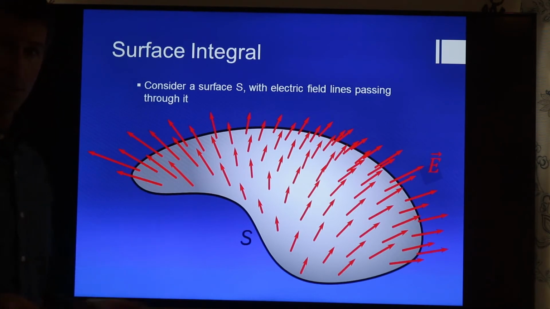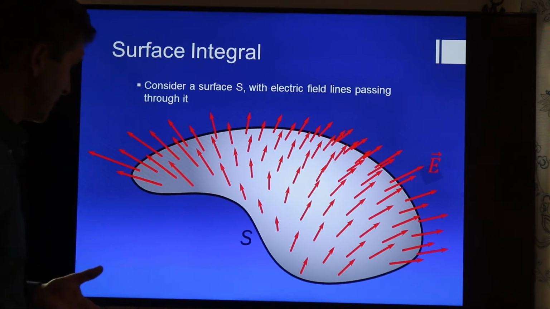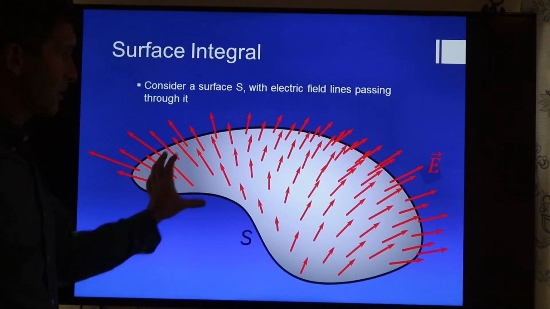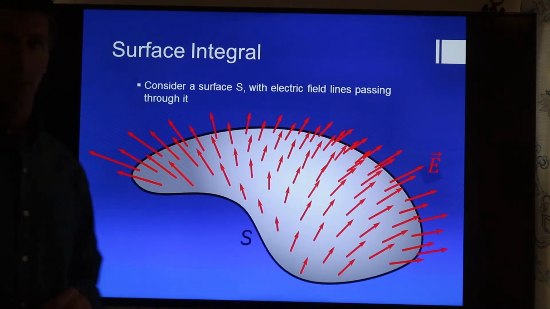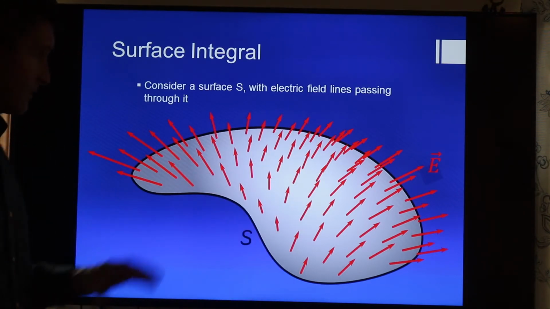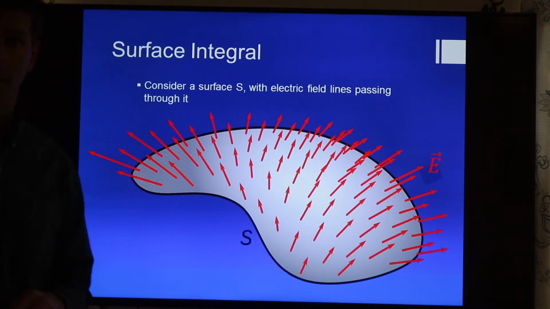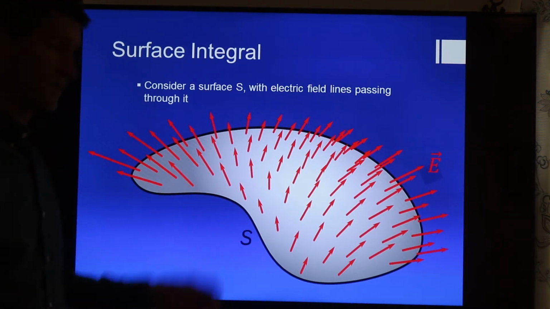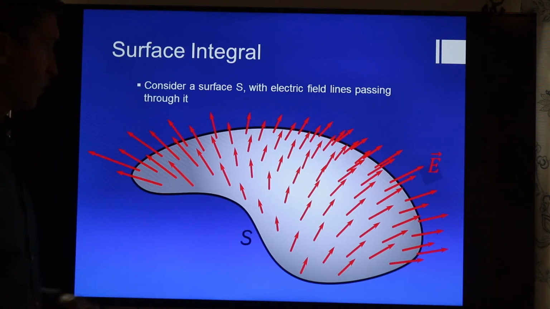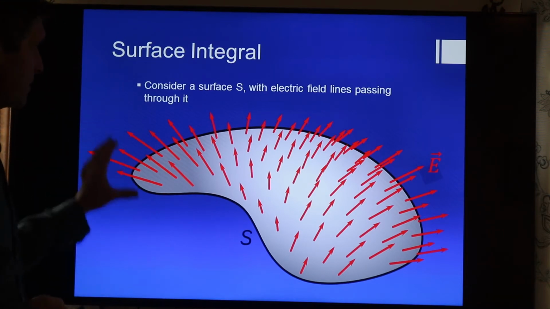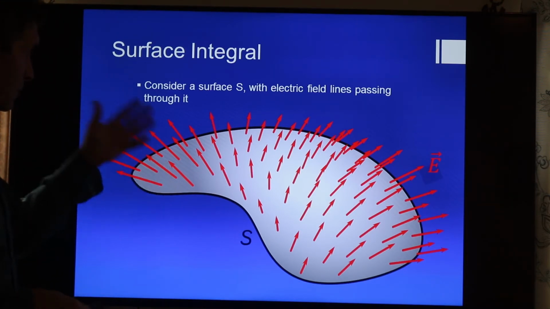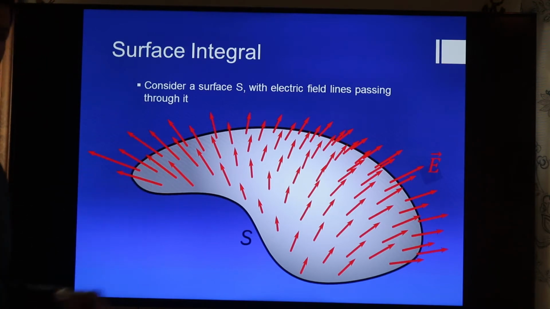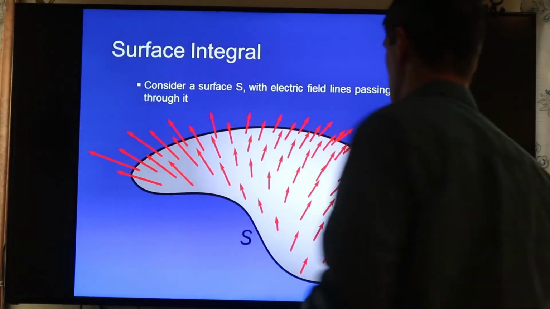What is the nature of the electric field? How intense is it right there? And also, how many of these field lines are passing through this particular surface? The more surface you have right here, the more electric flux you're going to have. So we're going to consider this surface first of all. We'll call it the surface S. We have all these electric field lines passing through it.